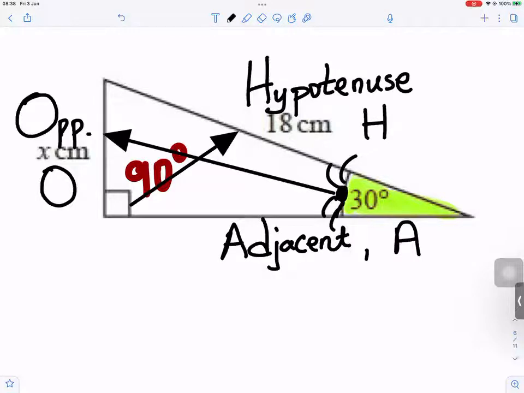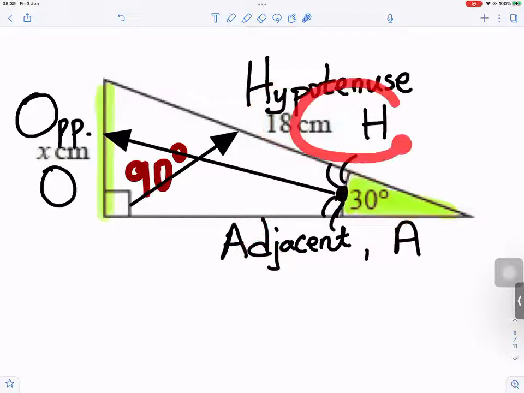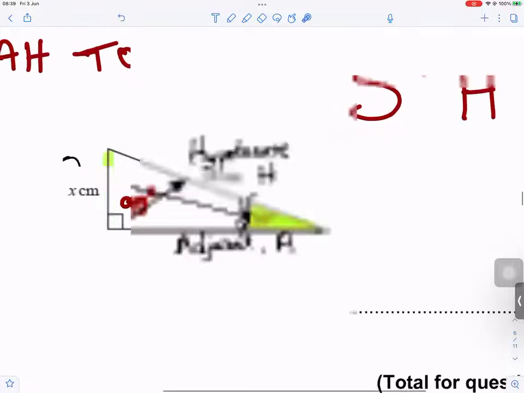Now we ask ourselves, what do we want to find? We want to find this side I've colored in green. That's what the question wants. And what do we know? We know the angle and we know the hypotenuse. What do we not want? We do not want the adjacent. So we want the formula that has hypotenuse and the opposite and that angle. So we go now to SOH.